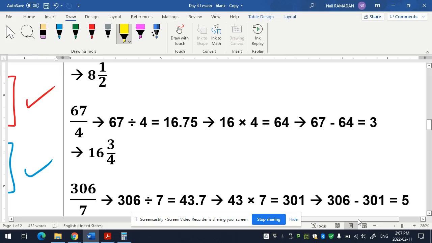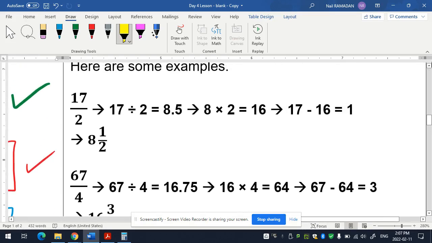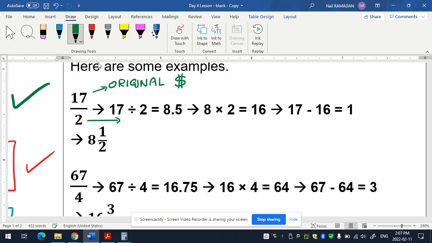So I want you to do this, everyone. I want you to write. Let's label all of these numbers. This is the original money, or original cash. Let's say just original dollar. What about the 2? 2 is just the number of people.